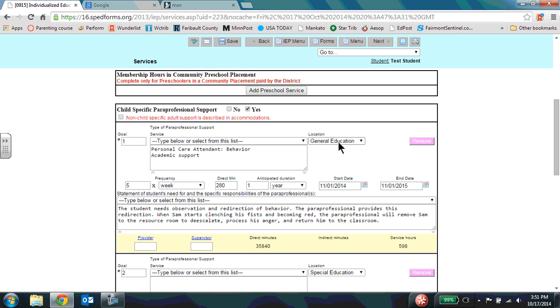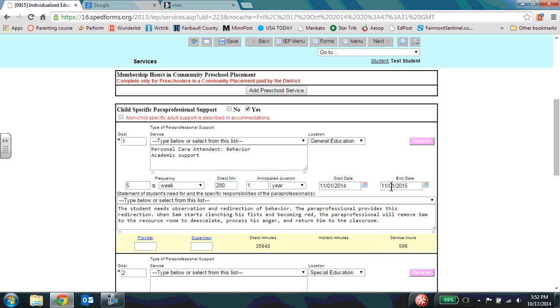Then we would select where the location is. Typically, these services are only provided in the general education classroom because when they're in the special education classroom, usually we don't need the paraprofessional support because the teacher's there and it's a very small environment. But occasionally we would need to add a second box and address special education setting. Then you would indicate the frequency and estimate the number of direct minutes that that student is in the mainstream classrooms, and you would enter those minutes there.